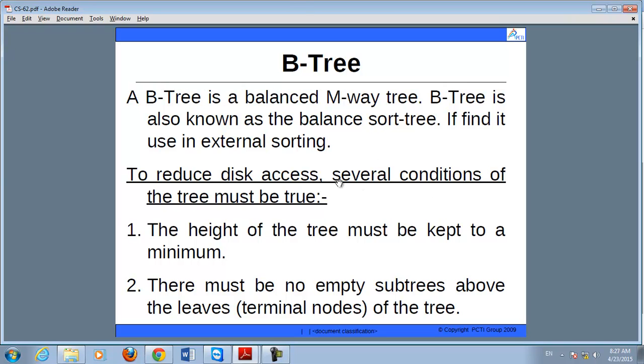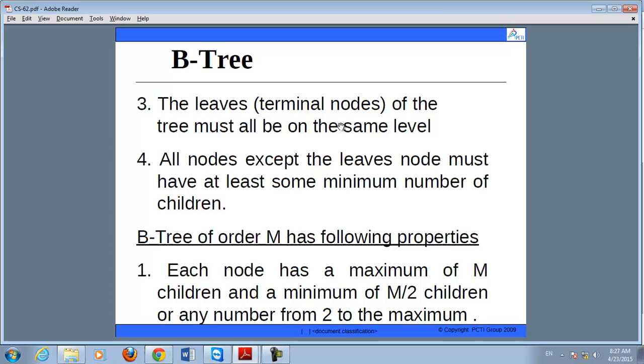And it is mainly used in external sorting. But to reduce the disk accesses, several conditions must be true. That is, the height of the tree must be kept to a minimum. There must be no empty subtrees above the leaf nodes. The leaf nodes, or you can say the terminal nodes of the tree, must be on the same level, and all the nodes except the leaf nodes must have at least some minimum number of children.